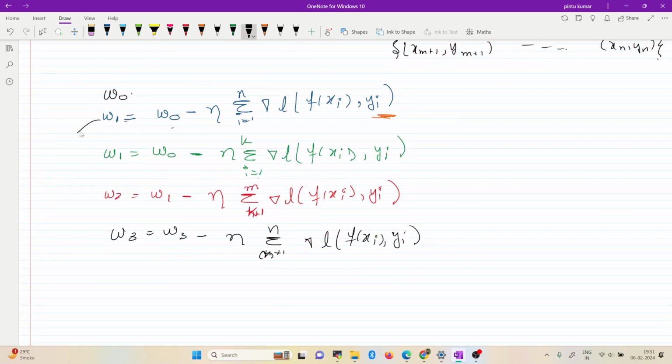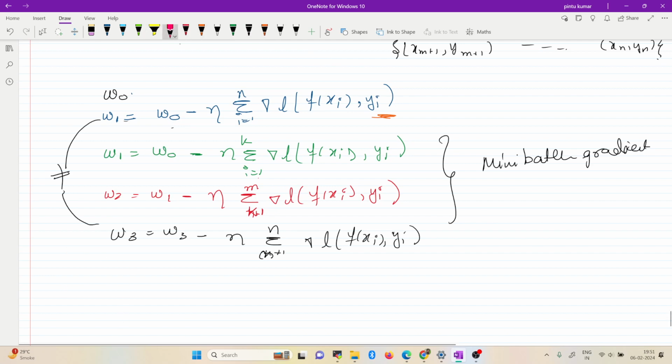I would like to say that this w1 and w3 need not be the same. Actually they won't be the same. So this is known as mini batch gradient descent, and it is very common because it has other advantages also, such as that you can skip some local minima using this method. Those things we can discuss later.